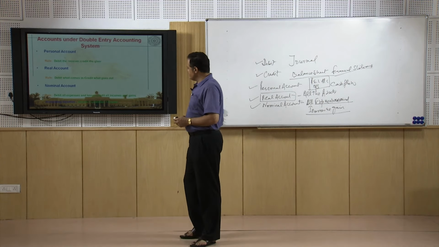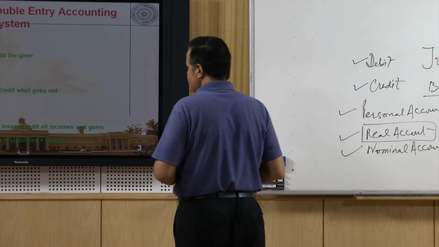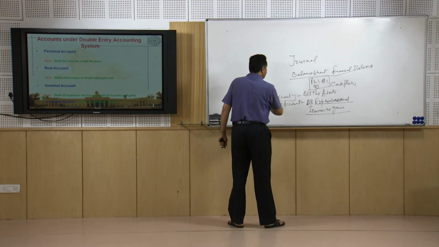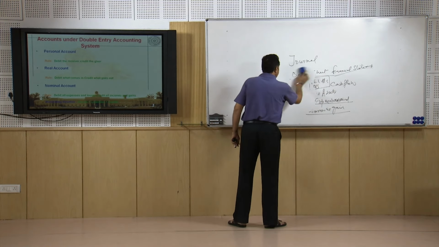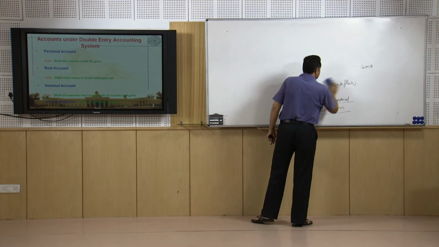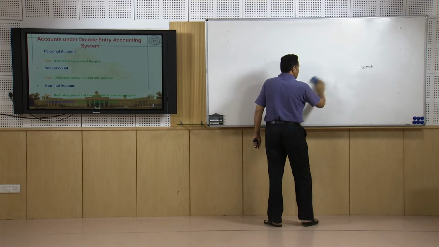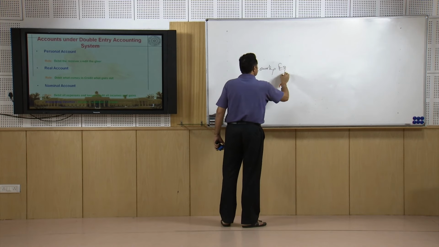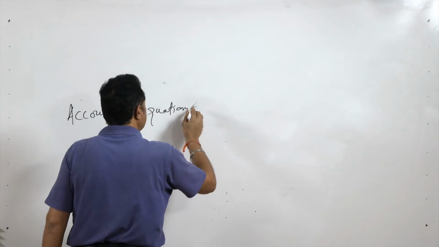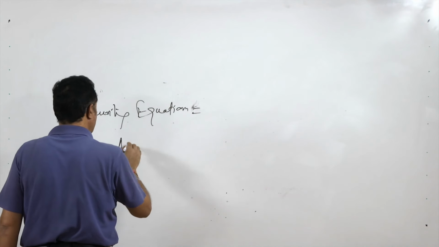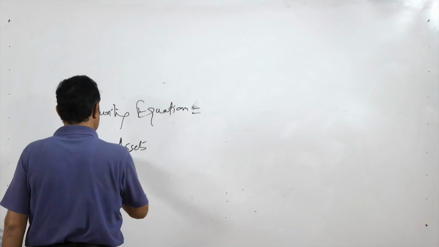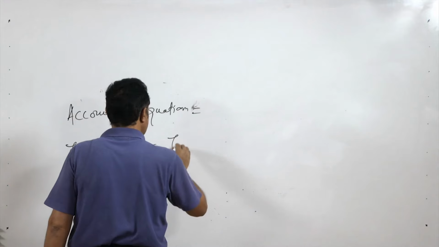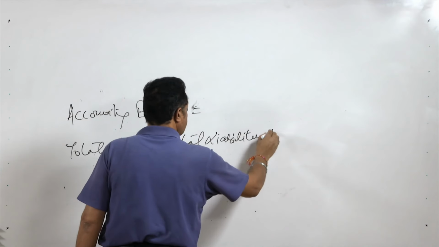Then apart from these three accounts, we have one more thing called the accounting equation. You should be aware of the accounting equation, because it is a very important equation, and when we are preparing the balance sheet, we prepare it by following the accounting equation. The accounting equation is: total assets are equal to total liabilities plus capital.